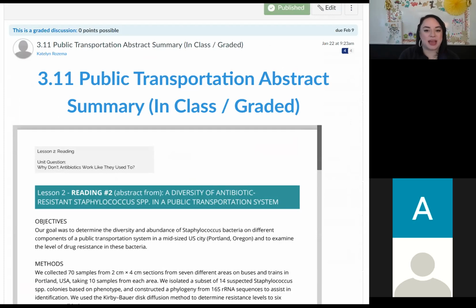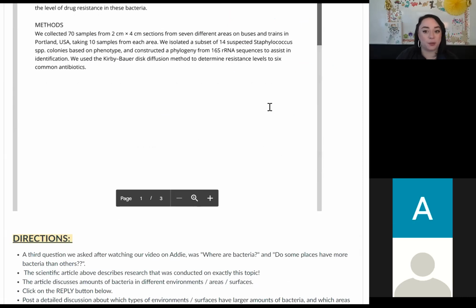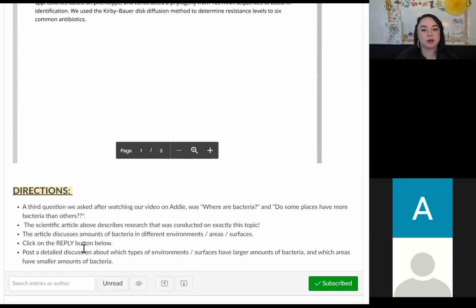All right, so now we have 3.11, the public transportation abstract. Now I'm going to start by saying this reading is going to be a little bit more difficult. I am going to read it out loud, but it'll be your job initially to interpret most of it. So it says here, a third question we asked after watching the video was, where are the bacteria? Do some places have more bacteria than others? And that gets to what we did for our Do Now today. This scientific article describes research that was conducted on exactly this topic.